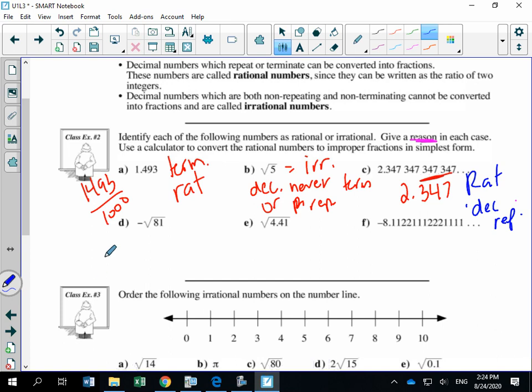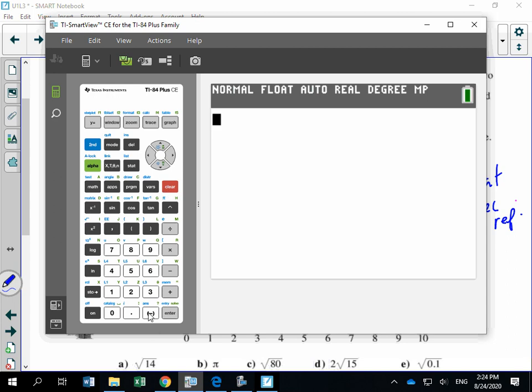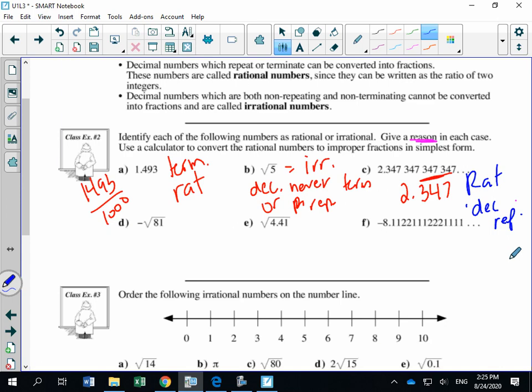Negative square root of 81. So the first thing, to type this in on your calculator, this is your negative button, this is your minus. You must type in the negative button. Second function, square root of 81, that is the same thing as negative 9. And any number like that could be written over 1. It is rational. As a decimal, that would be like negative 9.0. Decimal terminates.